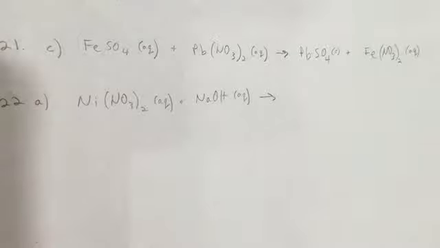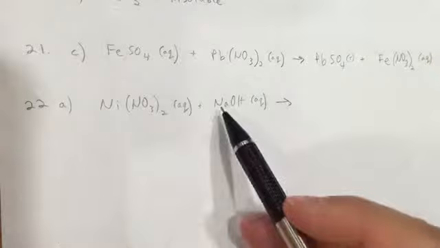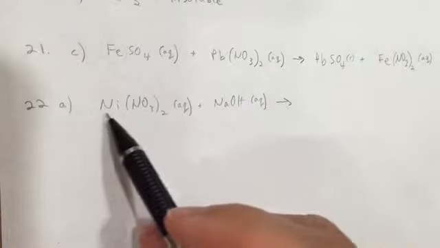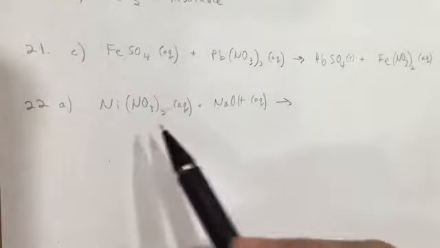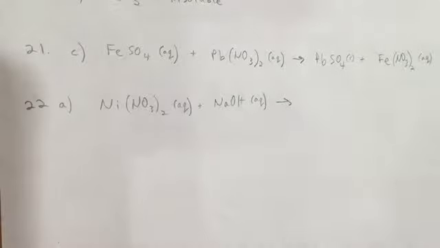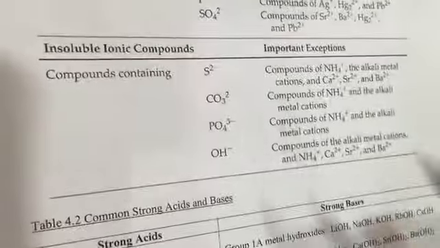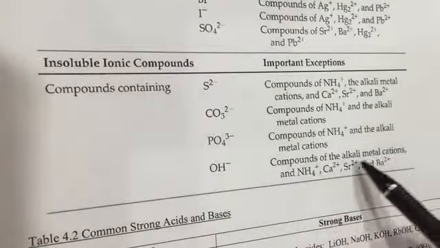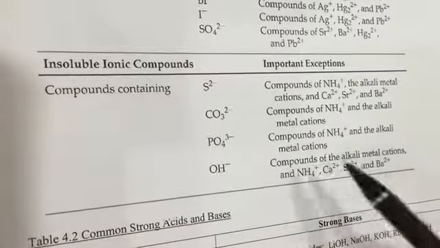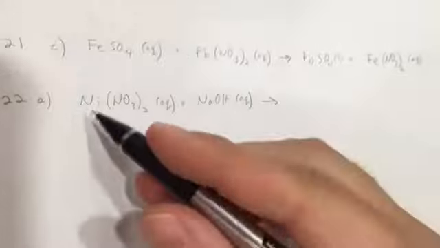Okay, in 22a, we have to decide if a precipitate is going to form or not. And I know that Na and Ni are going to switch places. Na will bond with NO3, and that is soluble. We know that all nitrates are soluble. But nickel and hydroxide, now again consulting our solubility rules, hydroxides are insoluble with a few exceptions. And nickel is not one of the exceptions. So nickel hydroxide is going to be our precipitate.